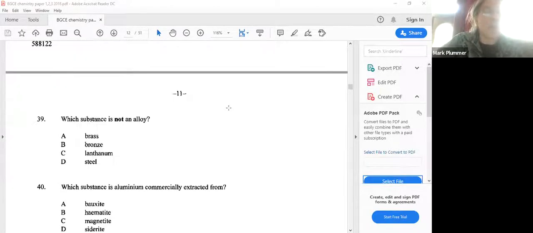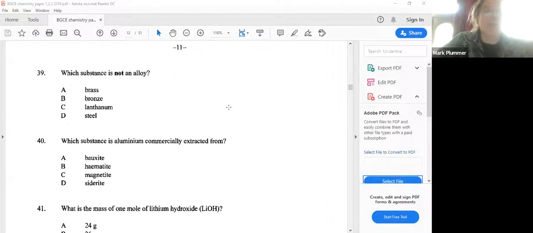Question number 39. Which one of these is not an alloy? Or another way you might see a question like this phrased is, which one of these is a chemical element? Only one of those is not an alloy, and therefore only one of those is a chemical element. So the answer to number 39 is C, because all of the others are alloys.